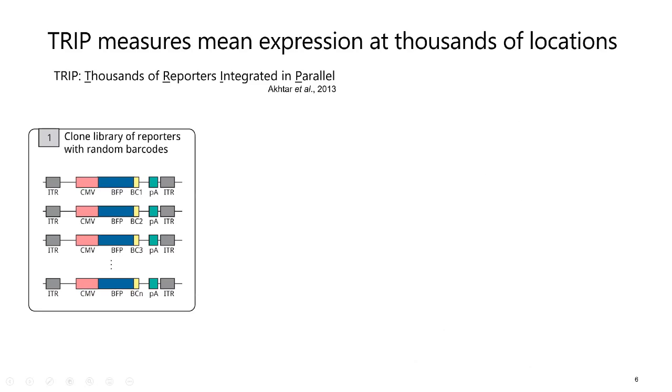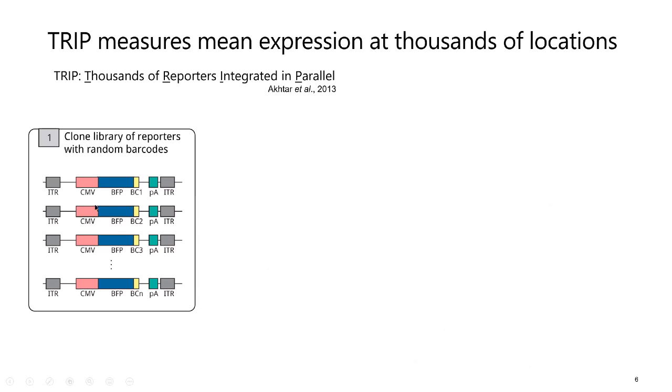To do this, we're using a method that already exists. It's called TRIP, which stands for Thousands of Reporters Integrated in Parallel, and was also developed in the van Steensel lab. What TRIP allows us to do is measure the mean expression of reporter genes at thousands of locations in parallel. TRIP starts with a library of reporters with random barcodes.